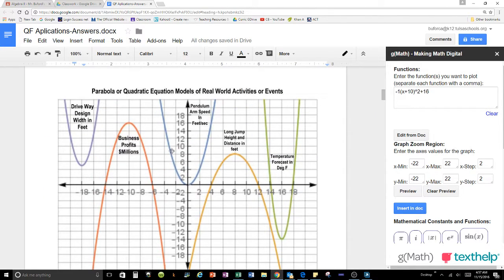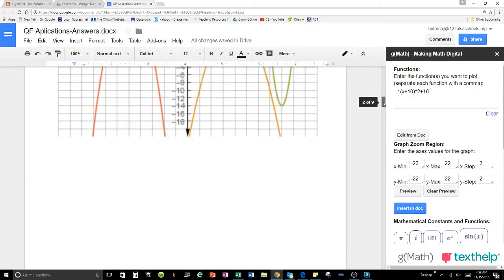This is the parabola of the pendulum. The vertex is at the bottom of the parabola at y equals 0. So it's definitely a minimum because the vertex is at the bottom of the parabola. The parabola of the business profits, which we just did, is at the top of the parabola, so it's a maximum. Okay. All right, so we're going to do the long jump next.